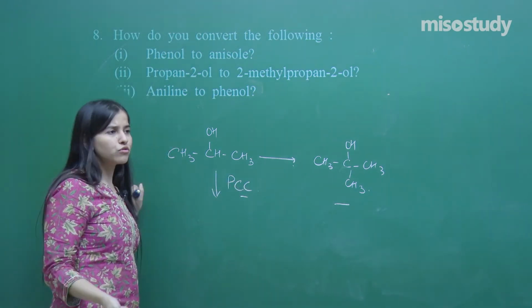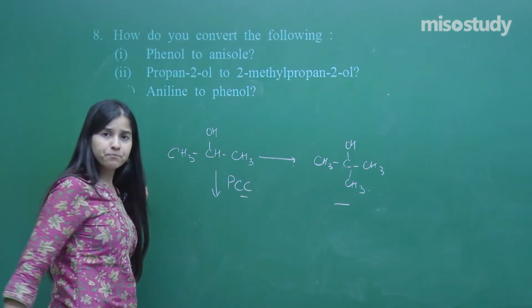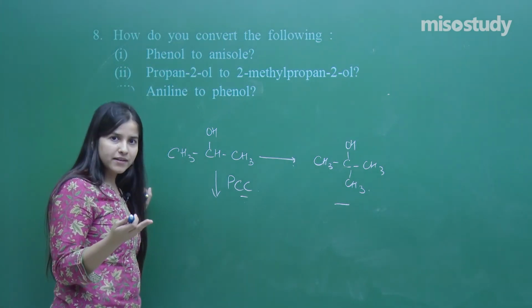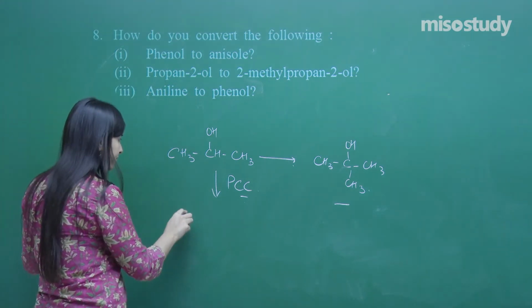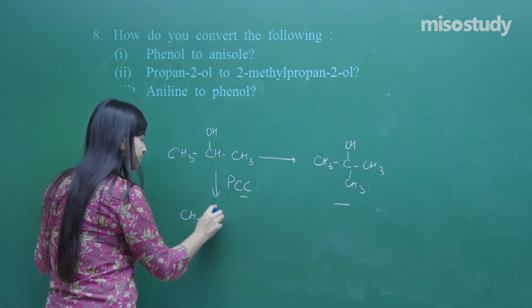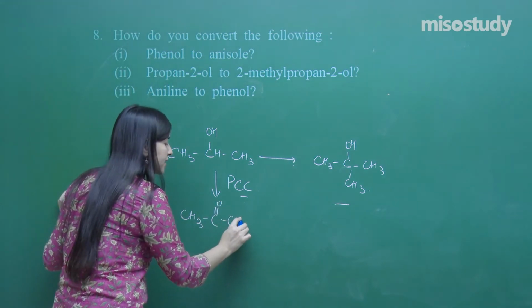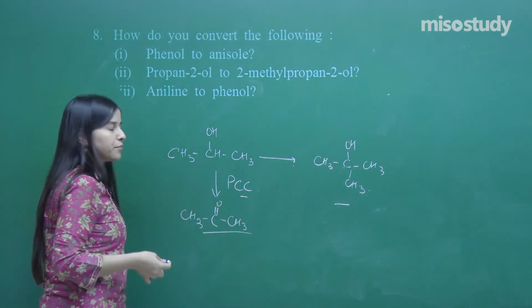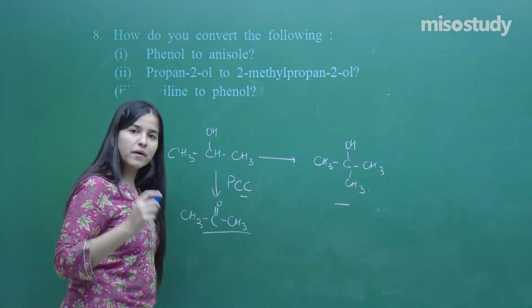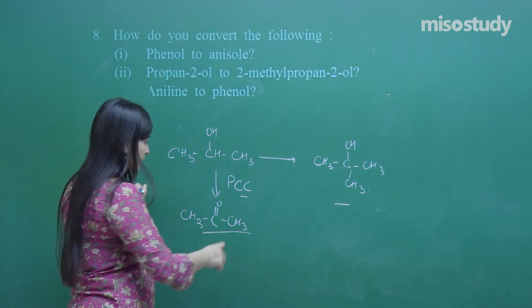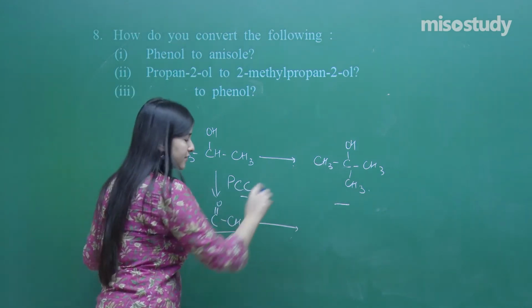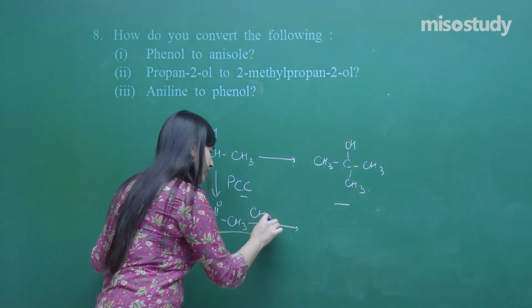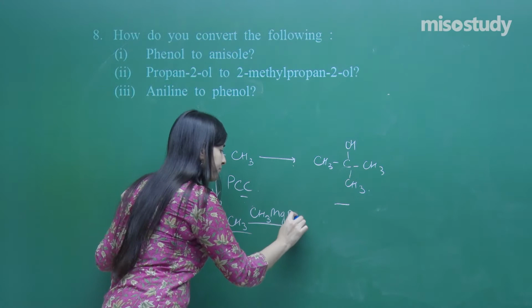So I can use Jones reagent, I can use PCC, these kind of mild reagents, so that I just stop at the ketonic state only. Fine. I get a ketone, right? PCC is what? Pyridinium chlorochromate, right? It's a mild oxidizing agent. Now I've got the ketone, what I need is just the Grignard to convert this. So it's CH3MgBr, yes.